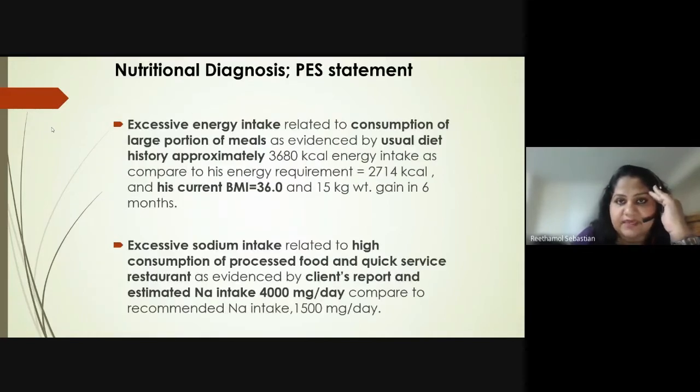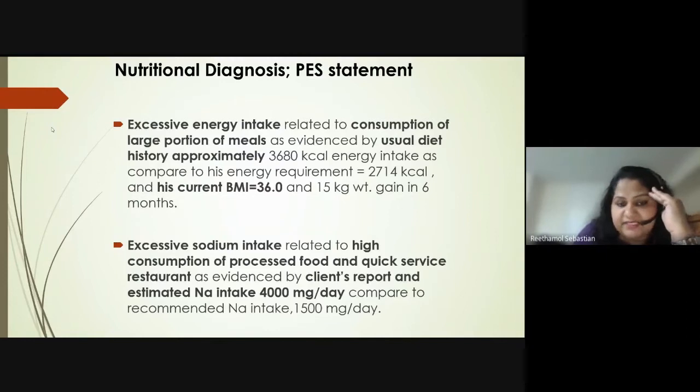So we are trying to make a PES statement. Based on that, I made excessive energy intake as the problem, related to consumption of large portions of meals, which is the etiology, as evidenced by usual diet history and his current BMI. That's how we have to write the PES statement for someone who has excess energy intake, not just saying he's not eating regularly. So whether someone is writing from India, Canada, or America, everybody can understand what we meant. That's the beauty of following the PES statement.